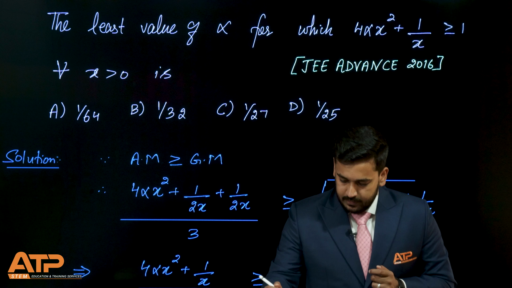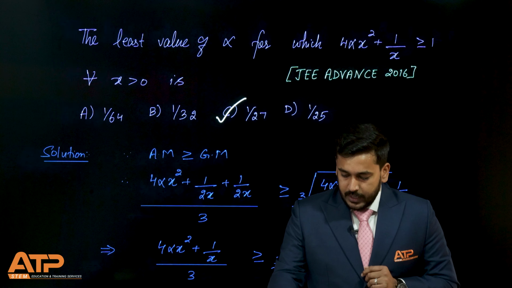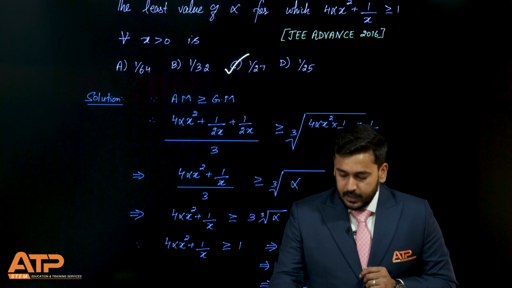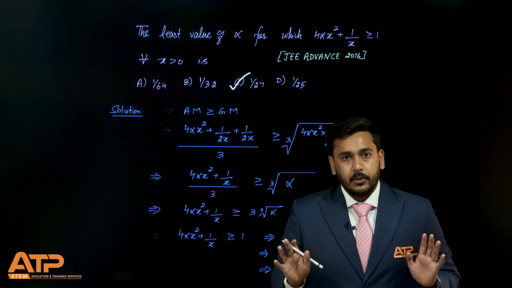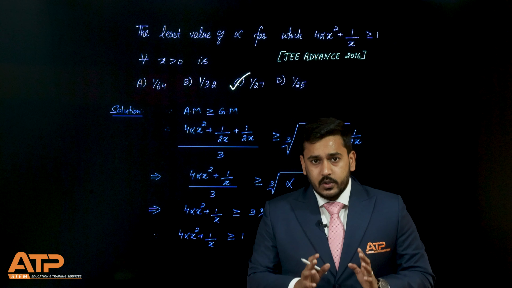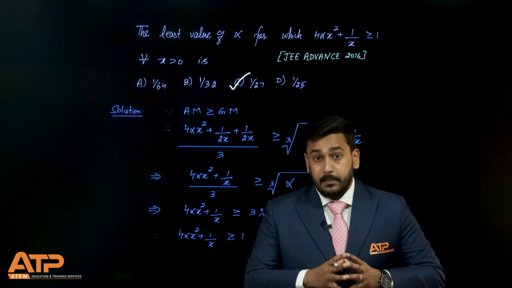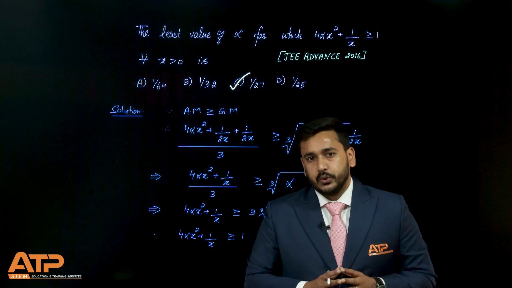Then C is the correct answer, 1 by 27. We have just applied the arithmetic mean and geometric mean relation, nothing more. And this question has been asked in Advanced 2016. So this is one most powerful relation which helps us to find maxima and minima. Let's look at one more question.